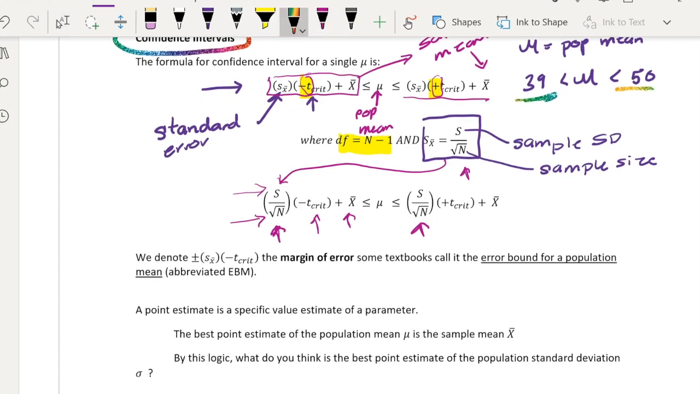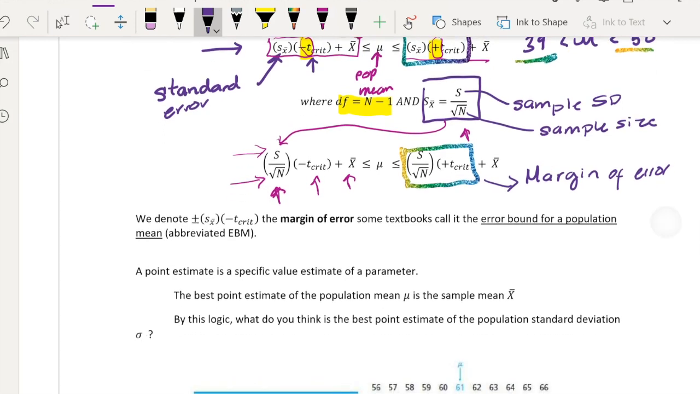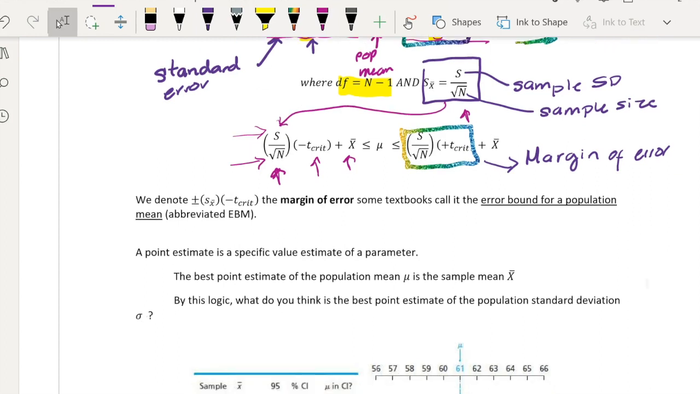This part of the equation, and same over here, this part of the equation, we call the margin of error. What the margin of error tells you is just how far away you are from the sample mean, above and below the sample mean, basically. It just tells us how far away we are. Just in case you see the word somewhere, that's what that means.